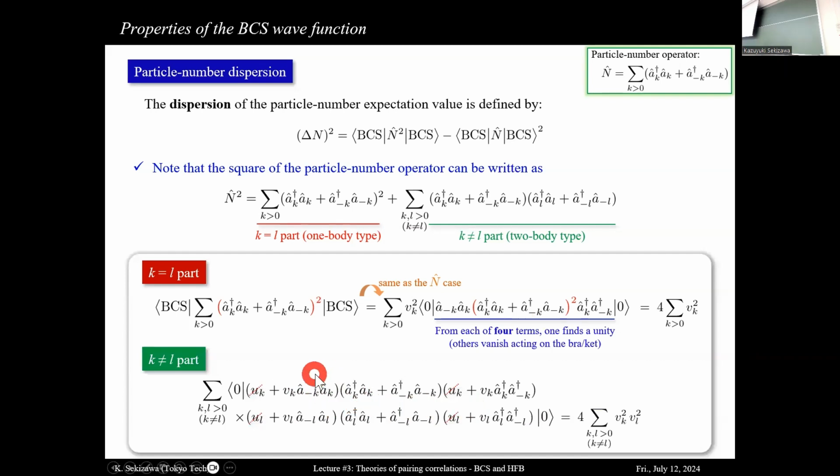Let's see. No, no. So this is 2b. So 4 terms of b squared. Here b and b and b and b, and there are 4 terms.